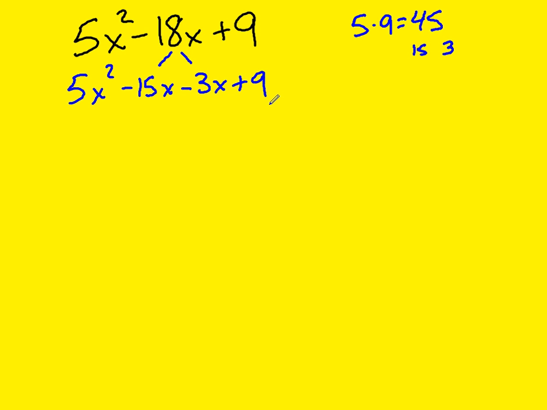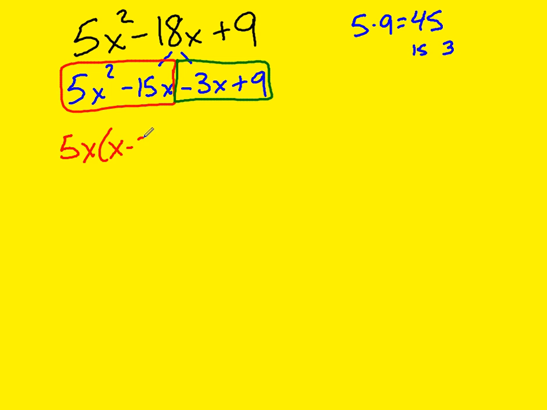Rewrite the rest of it. What I'm going to do again, box my first part, and then box my second part. Make sure you keep this sign that's in front of this 3x when you do that. I can factor out of this first guy a 5x, leaving me with an x minus 3. And in the second one here, I can pull out a 3. I don't like any negatives in front of the x though, so I'm actually going to pull out a negative number, a negative 3. And that'll leave me with an x here, and 9 divided by negative 3 gives me a negative 3.